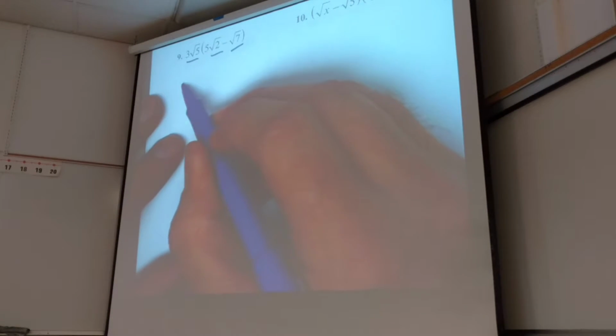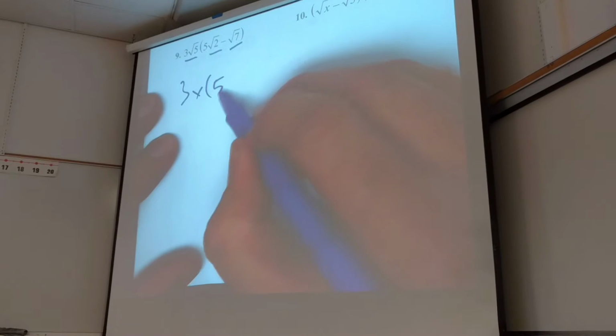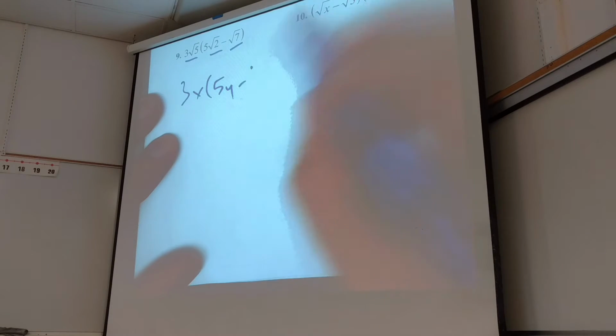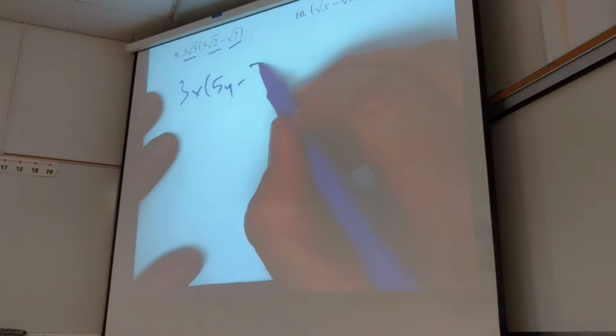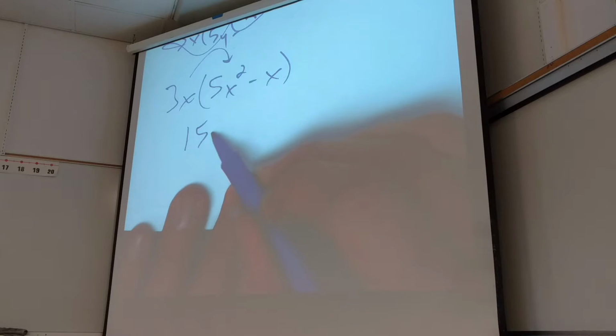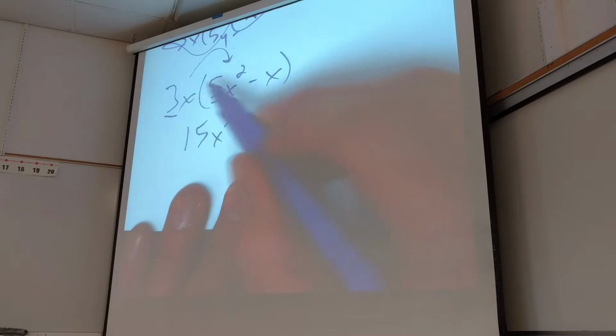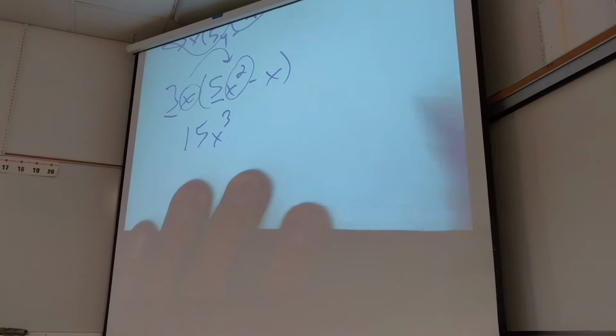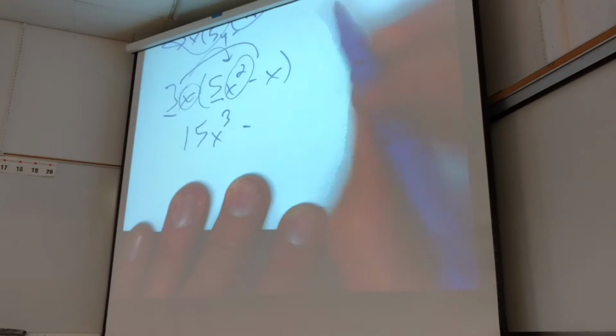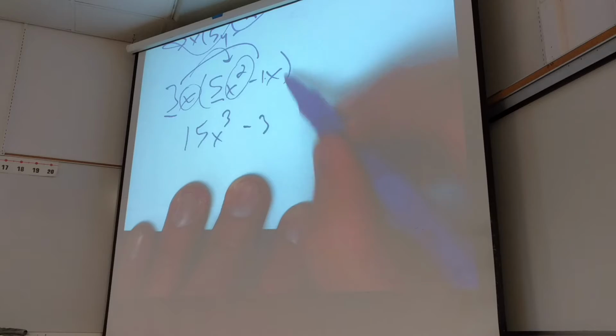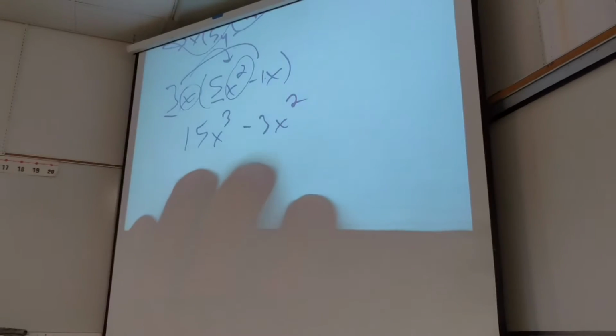But real quick, let me write, if I had 3x times 5x squared minus x. Let me just say that. How would you do this? 15 x cubed. So you multiply the coefficients and then you multiply the unknowns. Minus, again, 3 times 1 is 3. X times x, x squared. So you multiply the coefficients and then next to them you multiply the unknowns.